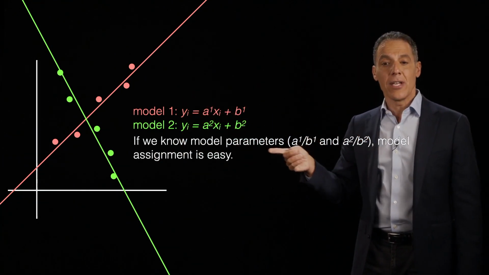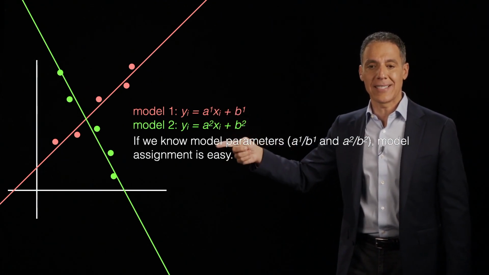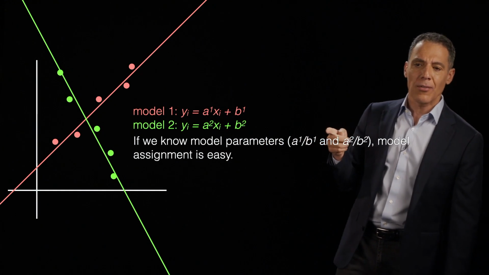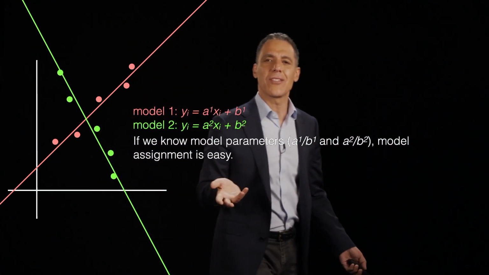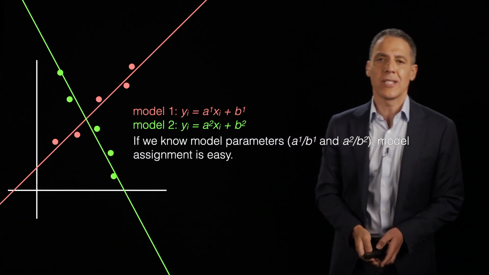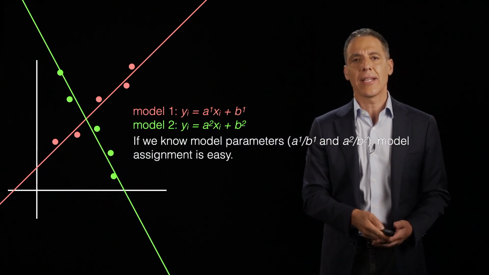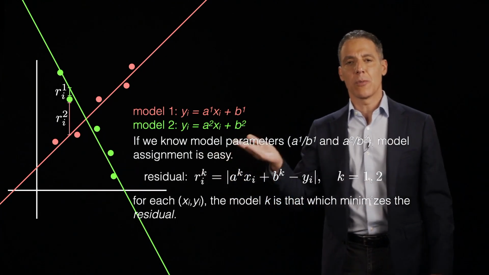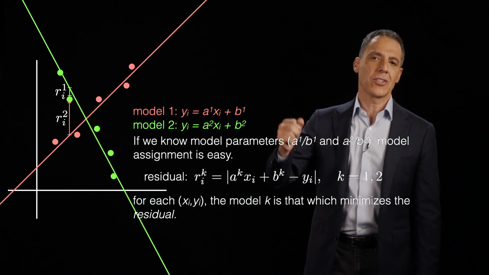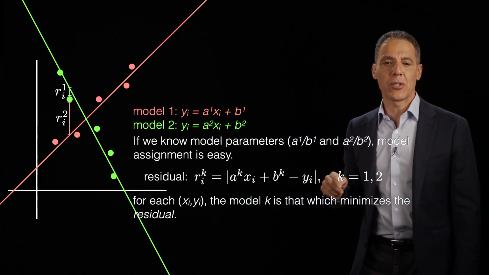On the other hand, if we know the model parameters, if I tell you a1, b1, and I tell you a2, b2, well, then the model assignment should be pretty easy. How? Well, we're going to play the same game we did with k-means clustering. We're going to ask which point is closest to which line. Okay, well, how do we define closeness? Well, we have choices here. We can do the perpendicular distance. We can do the vertical distance. Let's do the vertical distance just because it's a little bit easier to parameterize.